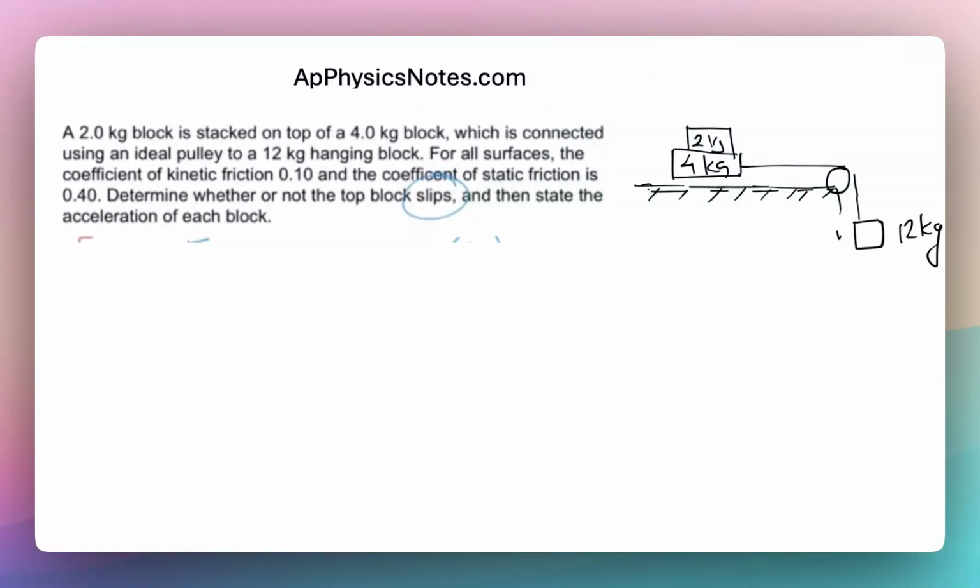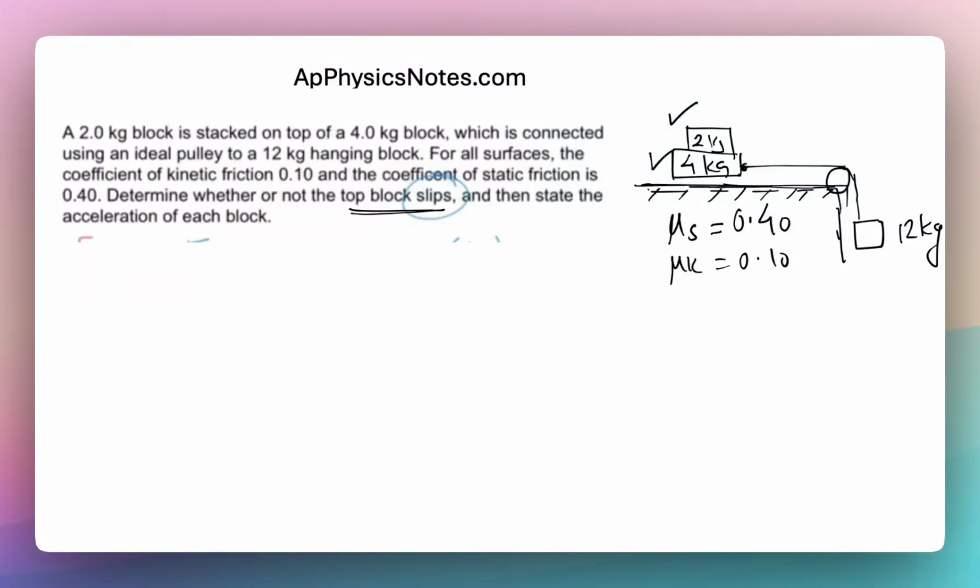A 2 kg block is stacked on top of a 4 kg block. So this is our 2 kg block stacked on the 4 kg block, and it lies on a surface which has a coefficient of static friction of 0.4 and a coefficient of kinetic friction of 0.1. It is attached to a rope passed all the way over a pulley and attached to a 12 kg block. Okay, and the whole system is like that. Now we have to determine whether or not the top block slips.